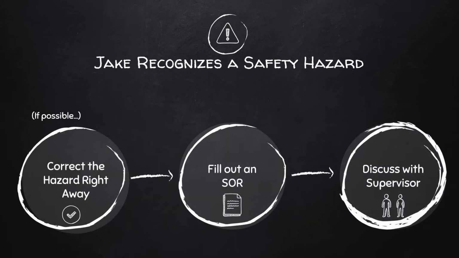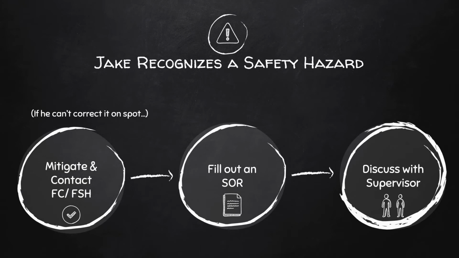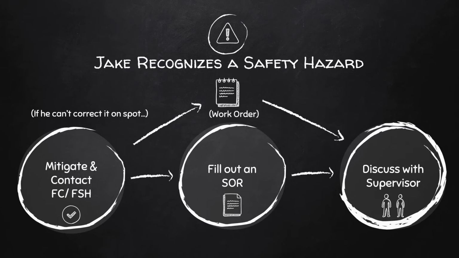However, if he can't correct it on the spot, he should mitigate the situation to the best of his ability and then contact the facility coordinator or facility safety head. If the facility safety head can't mitigate the hazard, he or she should submit a work order and then have a discussion with the appropriate supervisor.